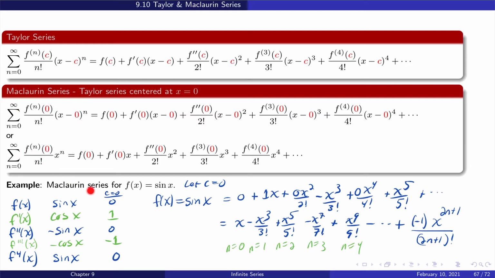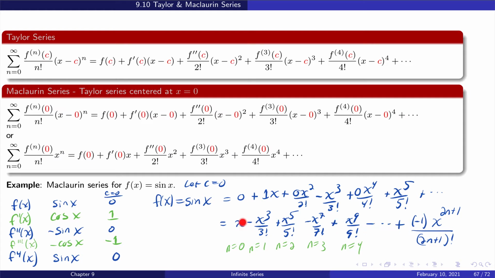So let's come up with the Maclaurin series for f of x equals sine x, and because it's Maclaurin, we're going to let c equal 0. So we start as we always do: find the function at c, you get 0; find the first derivative at c equals 0, you get 1, etc., etc. So I build my table of values. I build my Maclaurin expansion, 0 plus 0, x squared over 2 factorial. So all I'm doing is taking these coefficients and putting them in the expansion, simplifying.